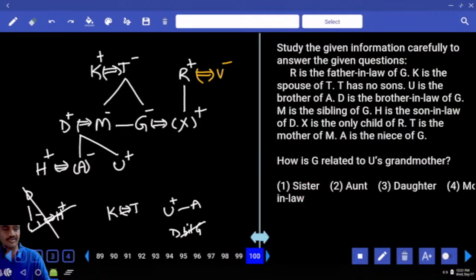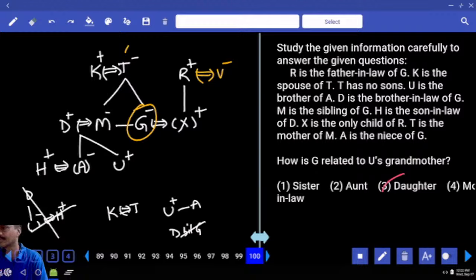100. How is G related to T? T is G's grandmother. G is the daughter. Daughter, choice 3. Now this is about paper number 168, SBI Clerk.